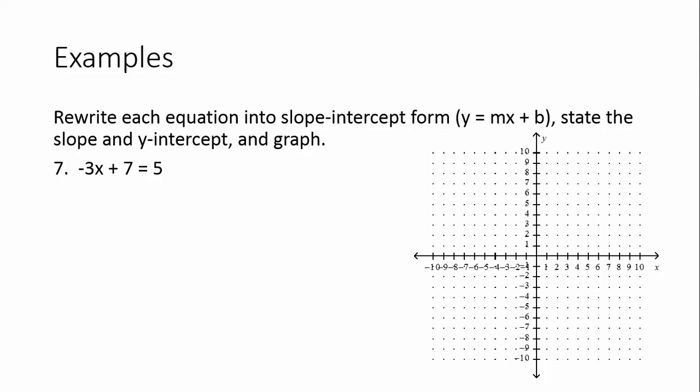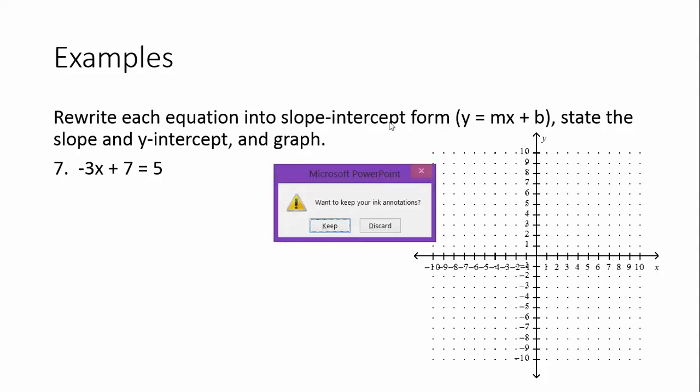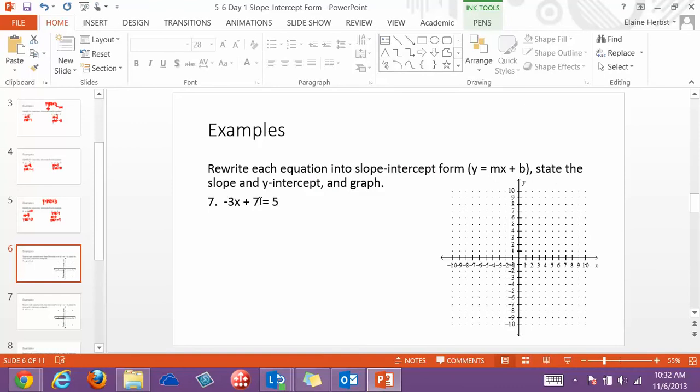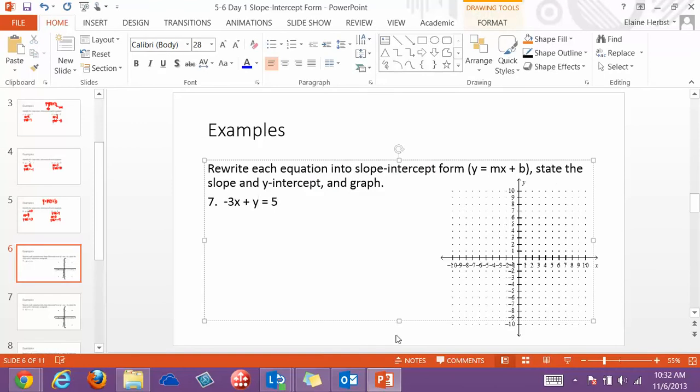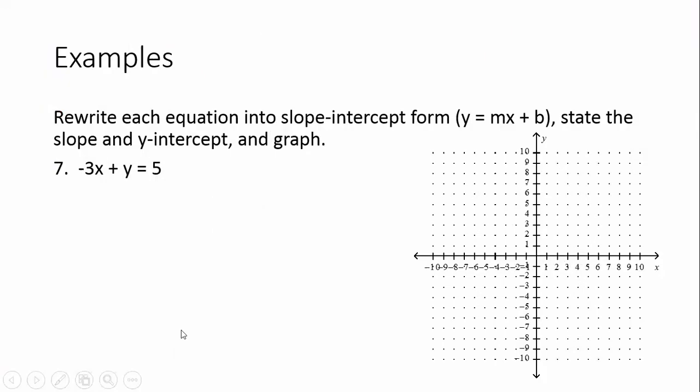So in order to rewrite an equation into slope-intercept form, the important thing you want to remember is we want the y by itself. And actually on this one, I want to make this a y. This should be a y. So on number 7, we have -3x plus y equals 5. So we want to get the y by itself. We want to move the x term to the other side. So we do that here by adding 3x to both sides.